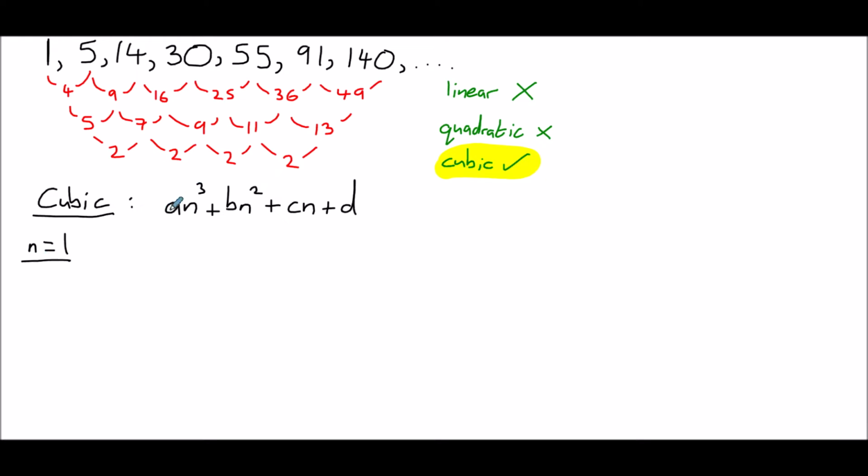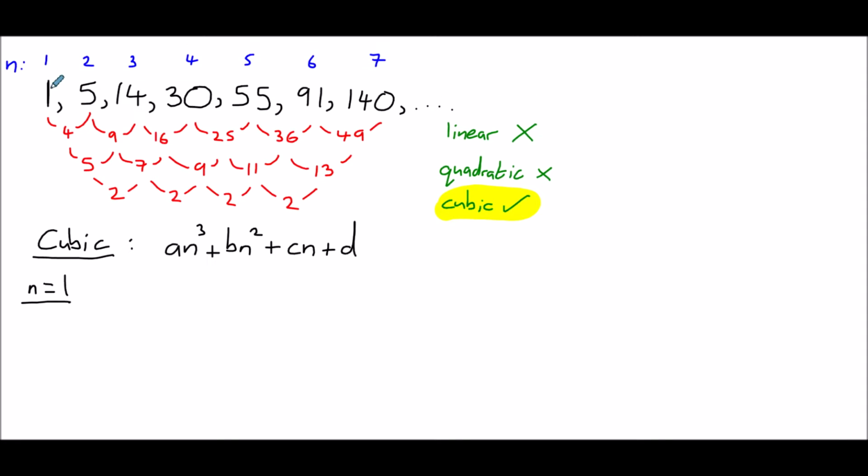So when n is 1, let's substitute in what this gives us. Well, the first term, when n is 1, the sequence was 1. So 1 must equal a times 1 cubed. A times 1 cubed is just a, plus b times 1 squared. 1 squared is just 1, so that's plus b. C times 1 is just c, plus d. So when n is 1, this needs to hold.